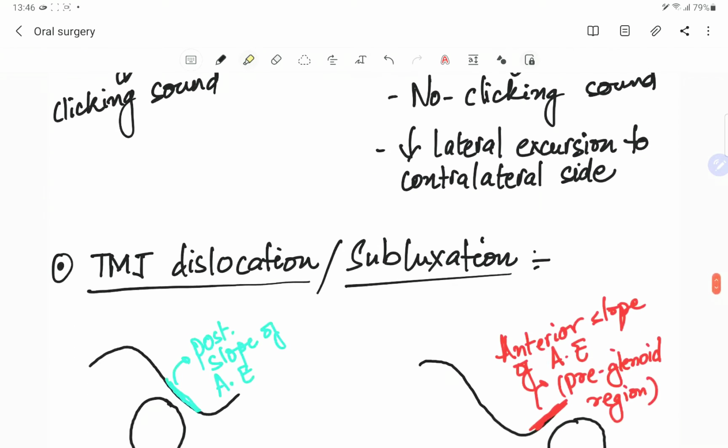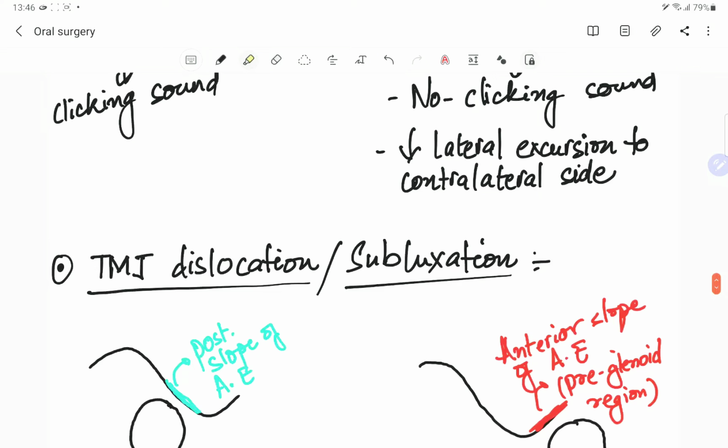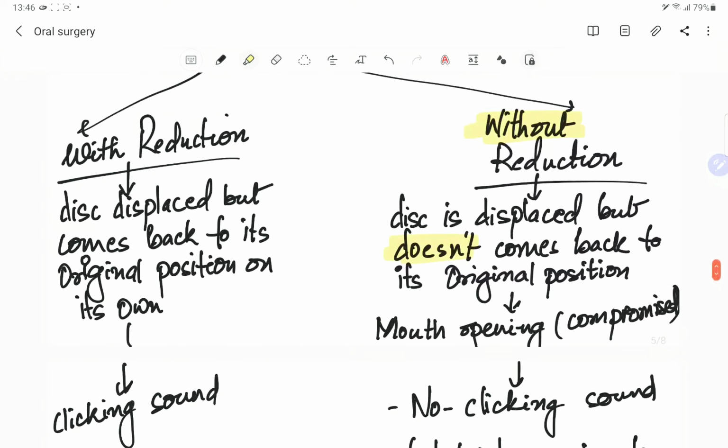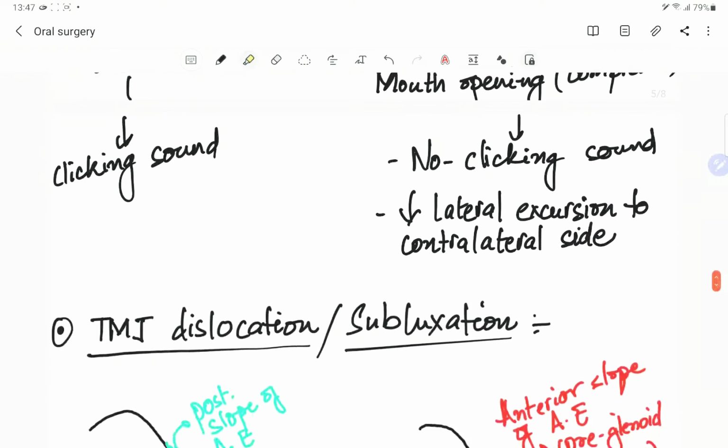Then there is one more classification, the Wilkes classification, based on the severity or the chronicity of the disc displacement. Stage 1 is early reducing disc displacement, stage 2 is late reducing disc displacement, stage 3 is non-reducing, which can be acute or subacute. Then the 4th one is again non-reducing, but it is chronic. The 5th one is also non-reducing, but it is chronic with osteoarthritis.